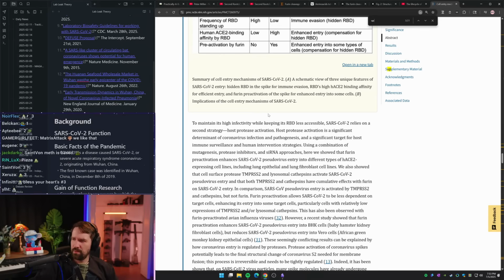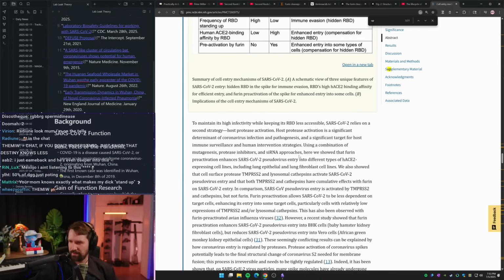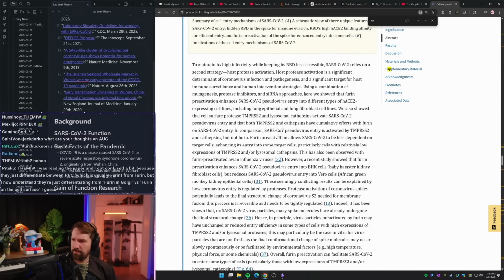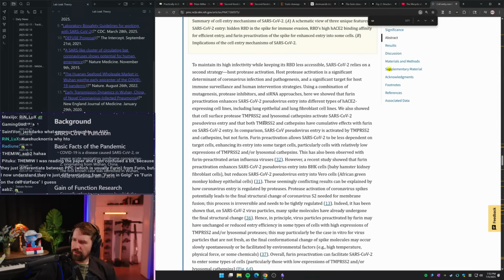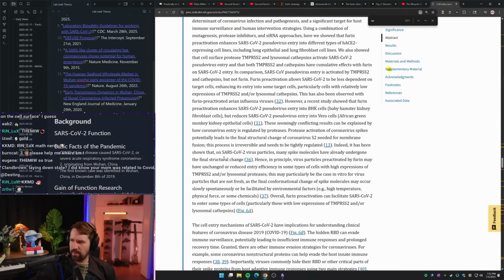Here we show that Furin pre-activation enhances SARS-CoV-2 pseudovirus entry into different types of ACE2 expressing cell lines, including lung epithelial and lung fibroblast cell lines. We also show that cell surface protease TMPRSS2 and lysosomal cathepsin activate SARS-CoV-2 virus in comparison to SARS-CoV pseudovirus, but not Furin. Furin pre-activation allows SARS-CoV-2 to be less dependent on target cells, enhancing its entry into some target cells, particularly. Wait, so do we not know, or?